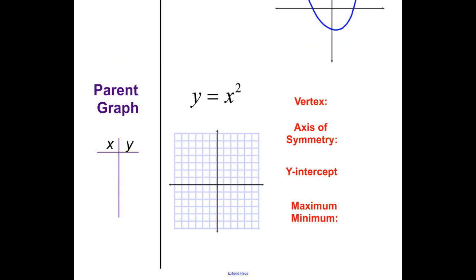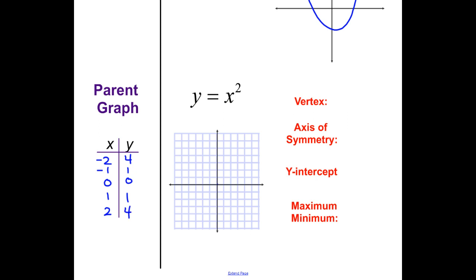First thing let's talk about is, what does the parent function look like? The parent function is x squared, so y equals x squared. Let's graph this using a table. The points that I'm going to use for the table are -2, -1, 0, 1, 2. If I plug these in, -2 squared is a +4, because it's -2 times -2, -1 times -1 is 1, 0 times 0 is 0, 1 times 1 is 1, 2 times 2 is 4.